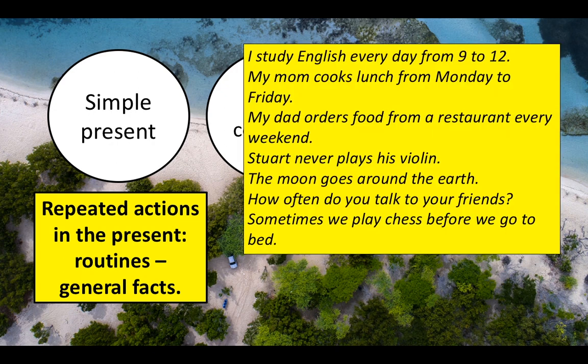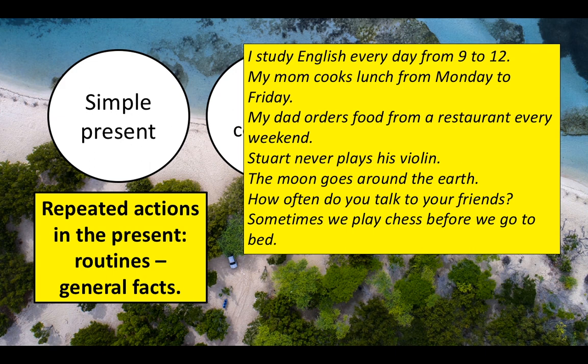Let's see some examples. In the simple present, I study English every day from 9 to 12. That is a repeated activity. It's something I do every day from 9 to 12, so that is a routine. My mom cooks lunch from Monday to Friday. So that means that every day my mom gets everything ready and she cooks lunch. It's a routine. It's something she does every day. My dad orders food from a restaurant every weekend. That means that every Saturday and Sunday he takes the phone, he calls a restaurant, and he orders food. It's a routine, it's something that he does every weekend.